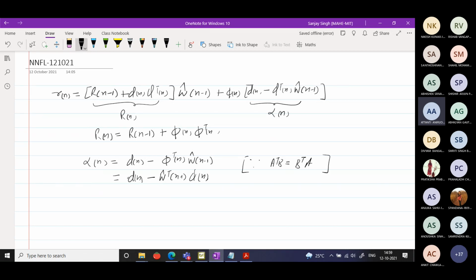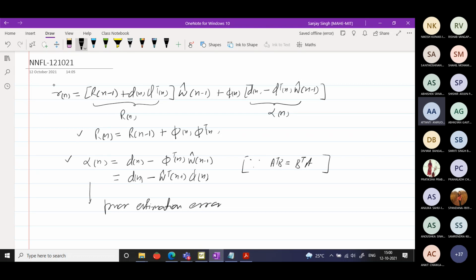Why? Because you see that this is the desired value and this is maybe the predicted value based on whatever estimation you had for W, right? Based on that, you have this kind of error. So this alpha is also called prior estimation error. Okay, so this is there.